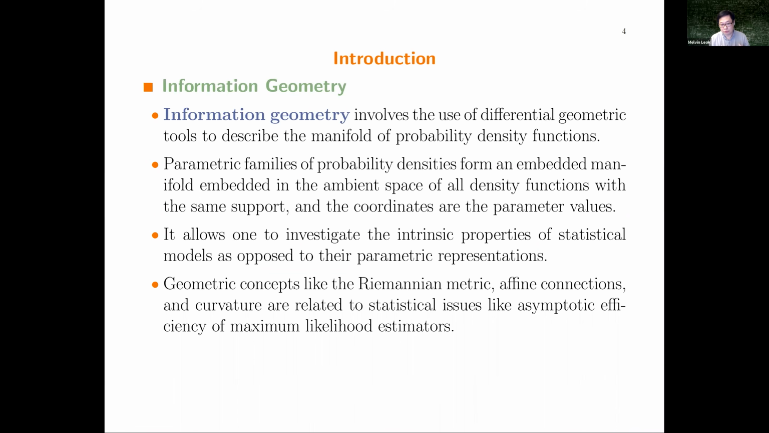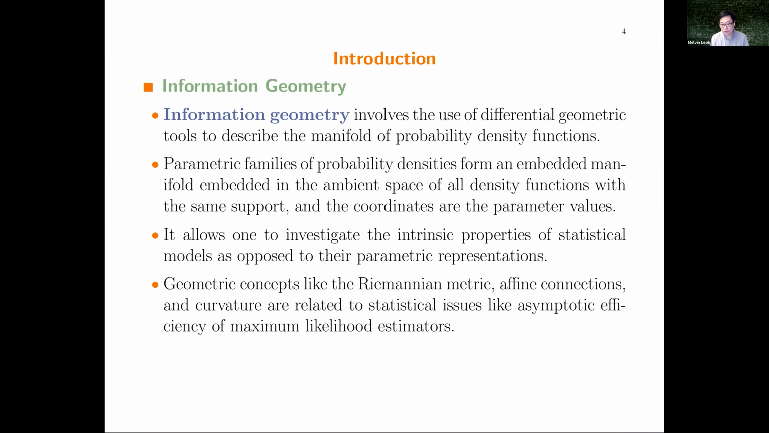And the problem with treating these problems that way is that parametric representation doesn't necessarily capture the differential geometric properties of the space of probability distributions. So treating this from a differential geometric perspective allows you to investigate the intrinsic properties of these models as opposed to their parametric representations. And it naturally leads to geometric concepts like the metric, affine connections, and curvature.